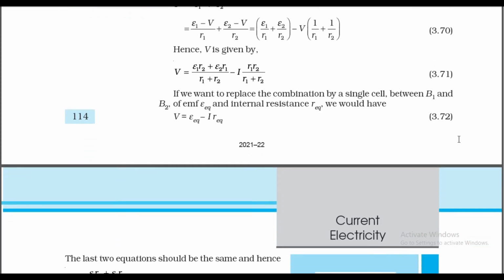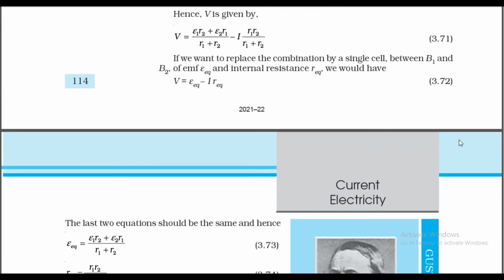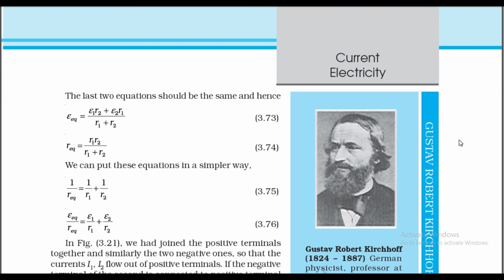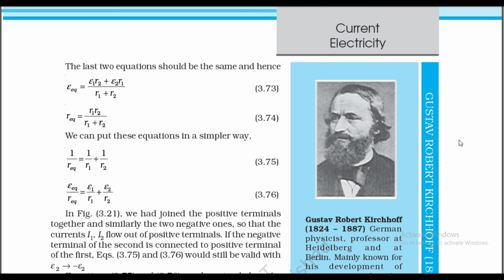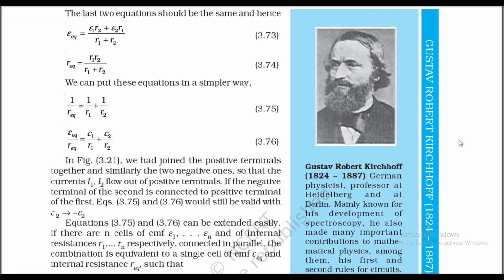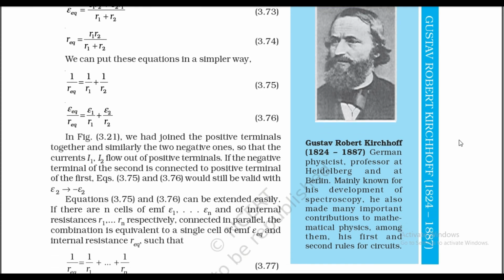If we want to replace the combination by a single cell between B1 and B2 of EMF epsilon EQ and internal resistance REQ, we would have V is equal to epsilon EQ minus I REQ. The last two equations should be the same, and hence epsilon EQ is equal to (epsilon 1 R2 plus epsilon 2 R1) divided by (R1 plus R2), and REQ is equal to R1 R2 divided by (R1 plus R2).